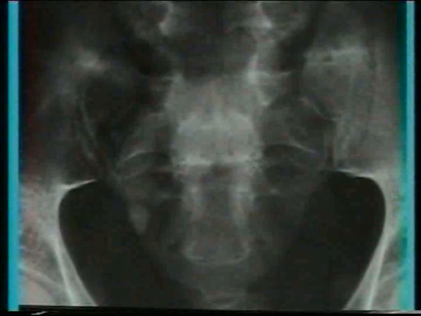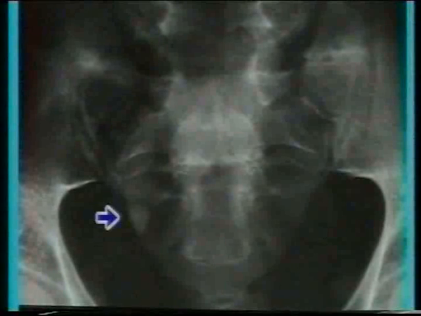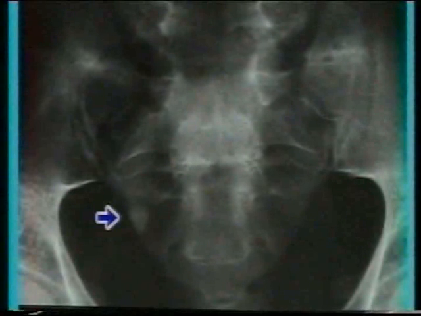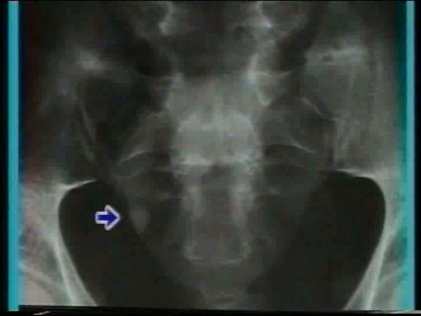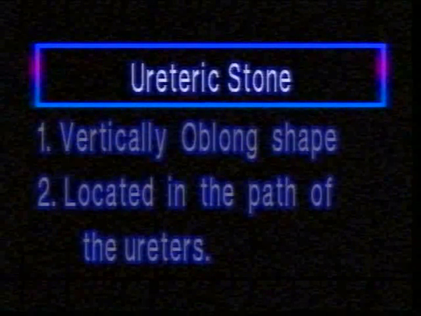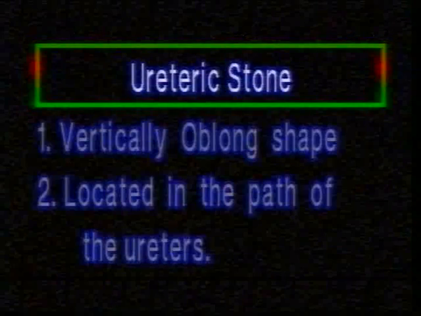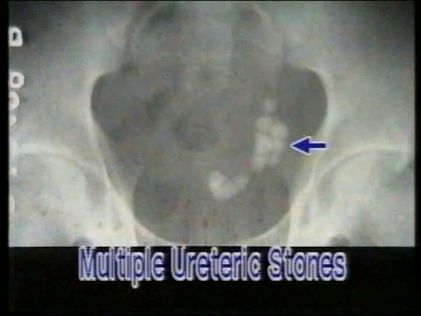The ureteric stones are most difficult to detect and often missed when the shadow is in front of the sacroiliac joints. Note this stone overlapping the bone, which may be easily missed on a casual inspection. An IVP was required to confirm that it was a ureteric stone. So the characteristics of a ureteric stone are a vertically oblong shape and its typical location in the anatomical path of the ureters. Now we will see some abnormal ureteric stones.